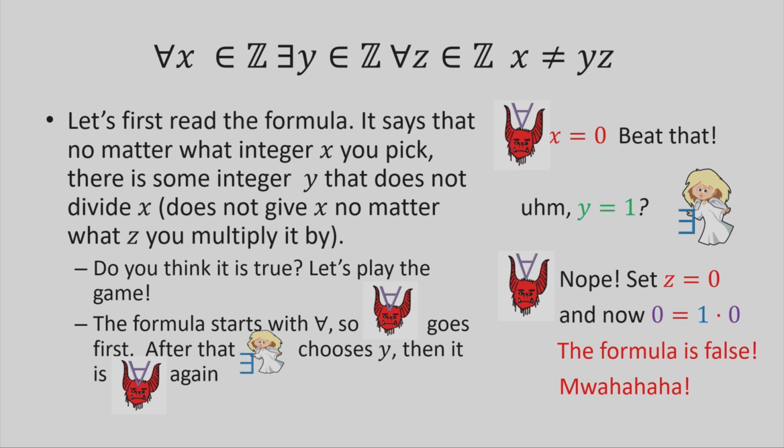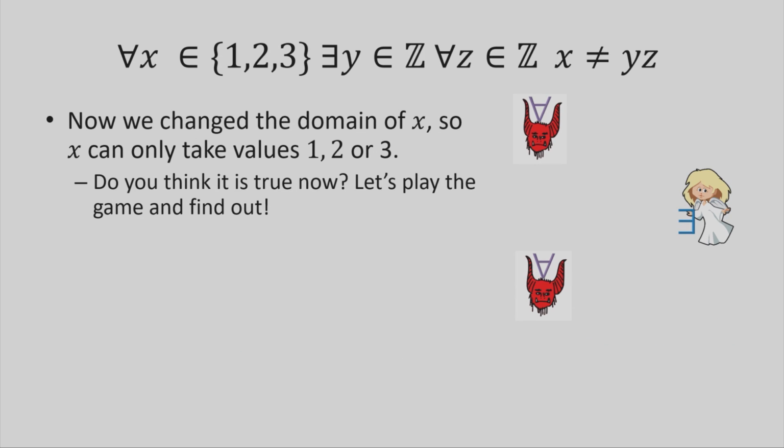So if it's only false because we could set x to be 0, what would happen if we don't allow the universal player to set x equal to 0? For example, let's change the domain of x. Let's say that x can only take values 1, 2, and 3. Now, what is he going to do? Let's see what he would play.